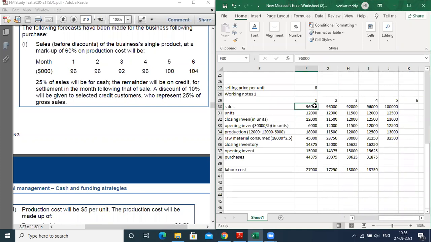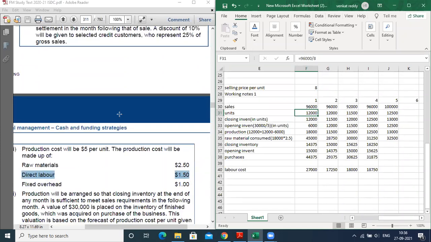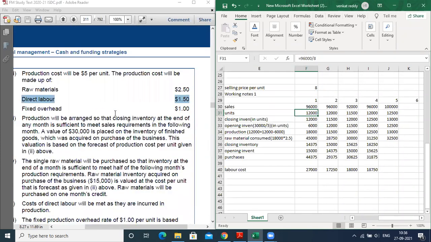So 96,000 divided by selling price per unit 8, we got the number of units sold. Then closing inventory. In the question they mentioned that the closing inventory of the current month is equal to the sales units of the next month. So it is given in here. The closing inventory of the current month is equal to the sales units of the next month. So that's why I again opened the second month sales. So second month sales is also the same, 96,000, and there is no change in the number of units.